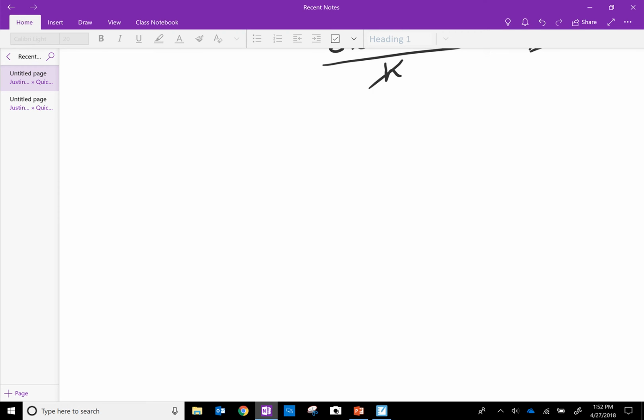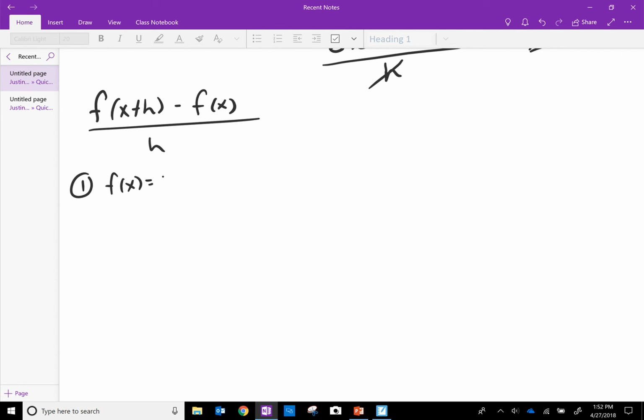Okay, so these are going to be solutions to the homework problems from Thursday that everyone needs to be able to apply and simplify the difference quotient for any function. So the difference quotient again is f of x plus h minus f of x divided by h. And the first one that we're doing it on is the function f of x equals 3x squared.